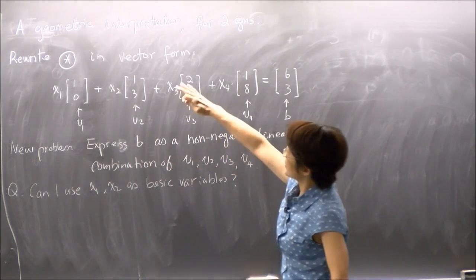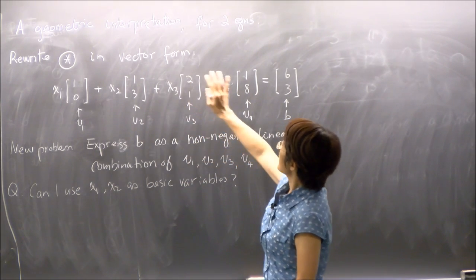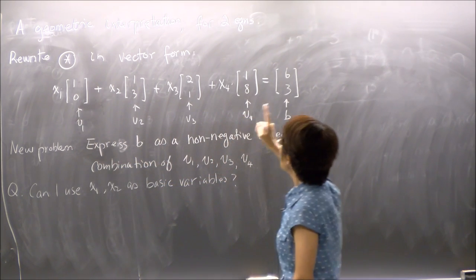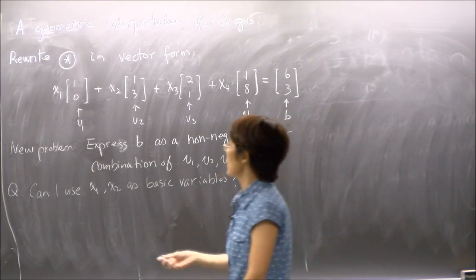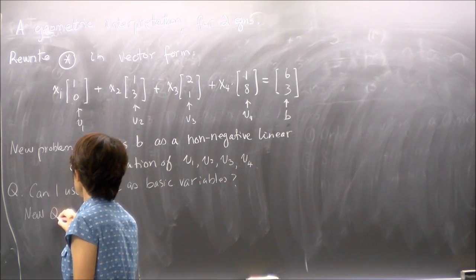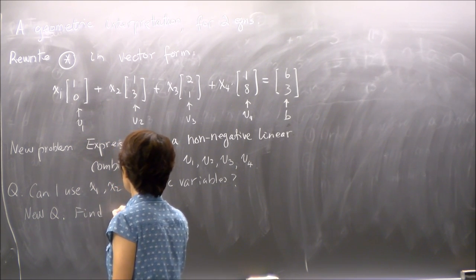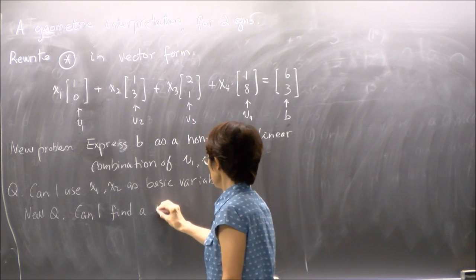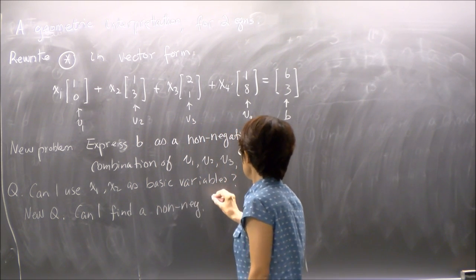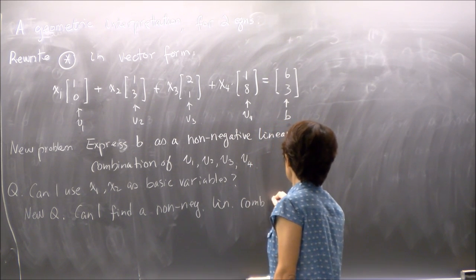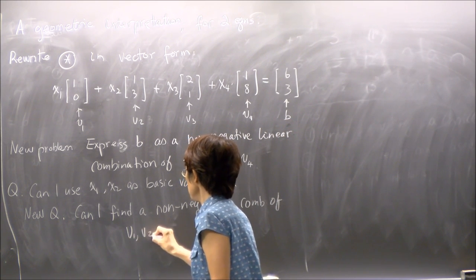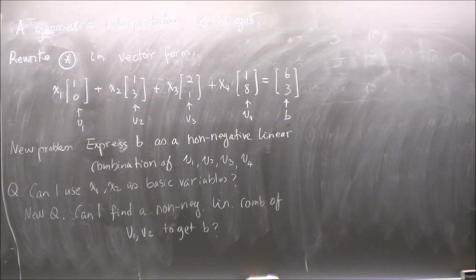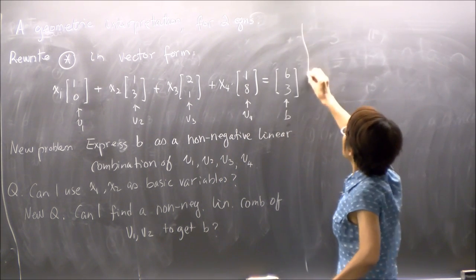So then if I reformulate this question in terms of this vector expression, x3 is 0, x4 is 0, I'll be facing a non-negative linear combination of v1 and v2 to make the vector b. Is that right? Okay, so the new question I can re-ask will be: can I find a non-negative linear combination of only v1 and v2 to get the vector b? Is that right? So this turns into something in geometry.